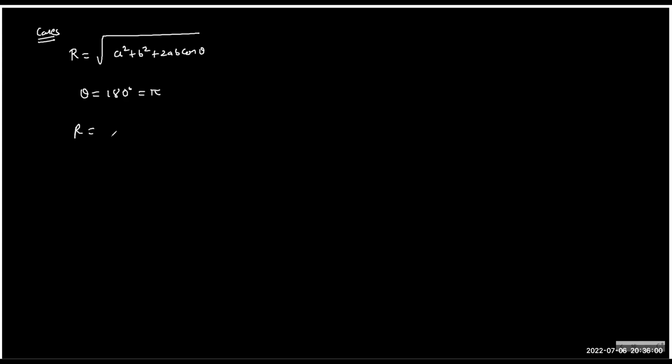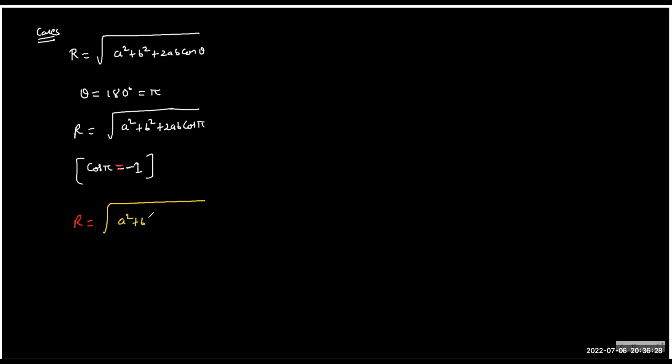So we can write R equals under root of A square plus B square plus 2AB cos pi. What is cos pi? Cos pi is -1. Just remember as of now, we'll study it in the table. So cos pi is -1. And if I substitute, what will we get? A square plus B square minus 2AB.